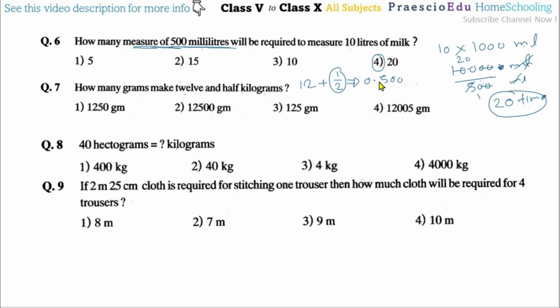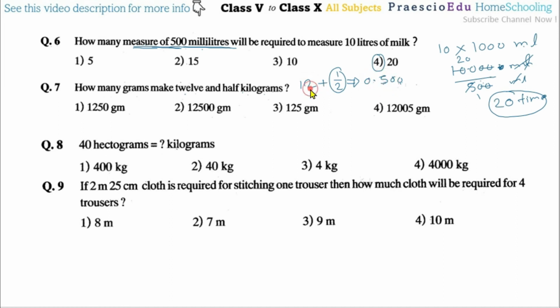Actually, after the decimal we will maintain 3 digits, because kilogram and gram have a relation of thousands: 1 kilogram is 1,000 grams. So up to the thousands place we maintain this 0. Okay, so 12 kilo and then 0.5 kilo.